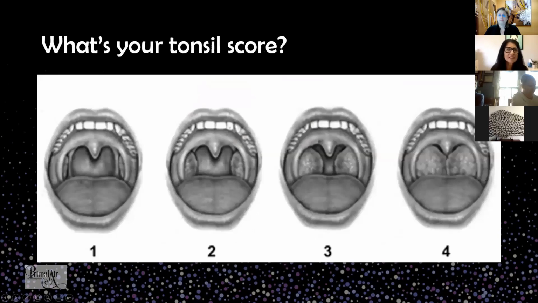Makes so much sense. And then we have our tonsil score. Number 1 would be how much tonsillar tissue can you see, as opposed to number 4, where they're kissing tonsils, you can't see that airway at all. So number 3 and 4, we like to refer for an ENT evaluation because those tonsils are taking up that space in the airway.